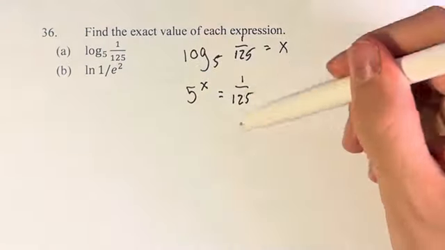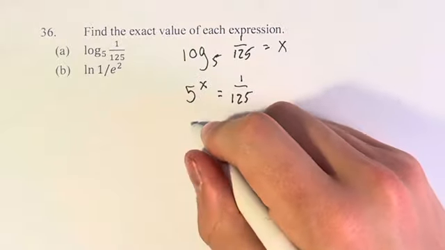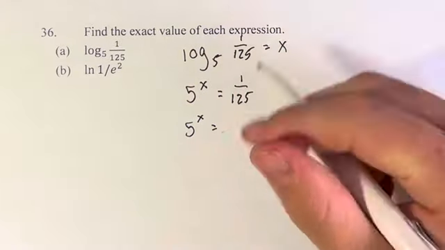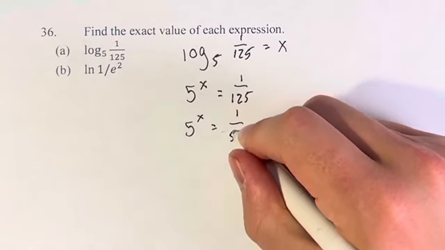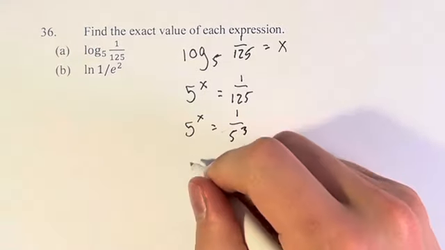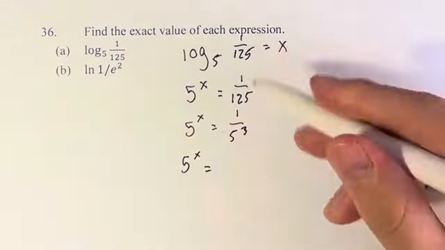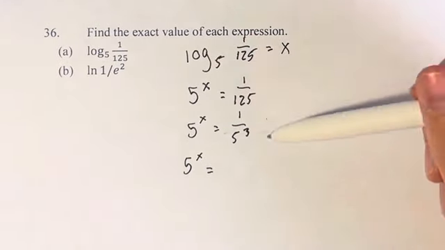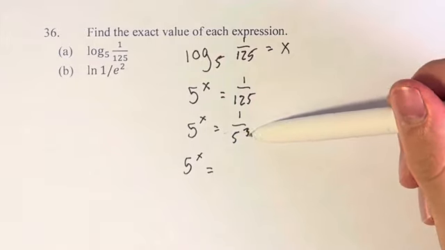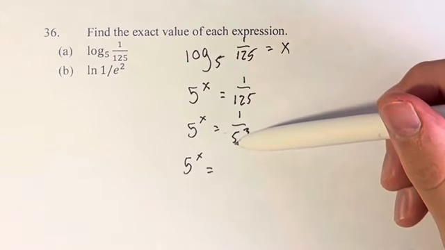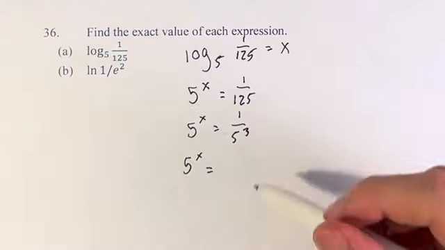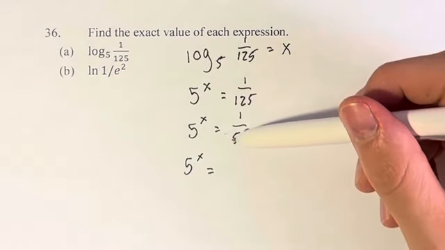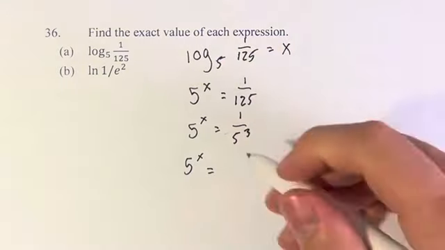Now we just have to get these into a common base. So 5 to the x is equal to 125 is 5 cubed. So this is 1 over 5 cubed. And the last step here is that if you have 1 over 5 cubed, right, you have an exponent in the denominator, you can bring it to the numerator, so it's going to be 1 times, so we can just ignore the 1. 5 to the negative 3.